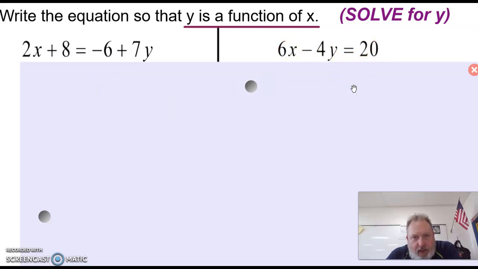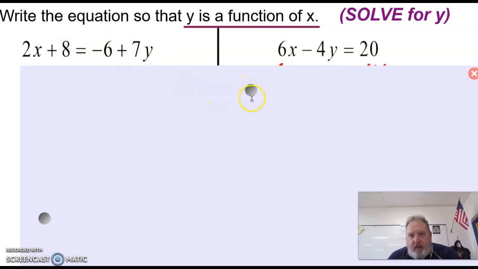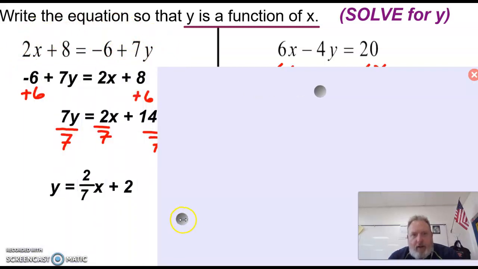If you look carefully at your note packet, you'll notice that these examples right here at the top of this page are the same as the ones on the bottom. So we don't have to do them twice. We'll just do this one, and that'll be it for today. So if I look at my first one here, I want to solve this for y. First thing I'm going to do, I want to get y equals, I want to move this 6 out of the way. And before I even do that, I'm going to put the -6 plus 7y on the left side and the 2x plus 8 over on the right side.